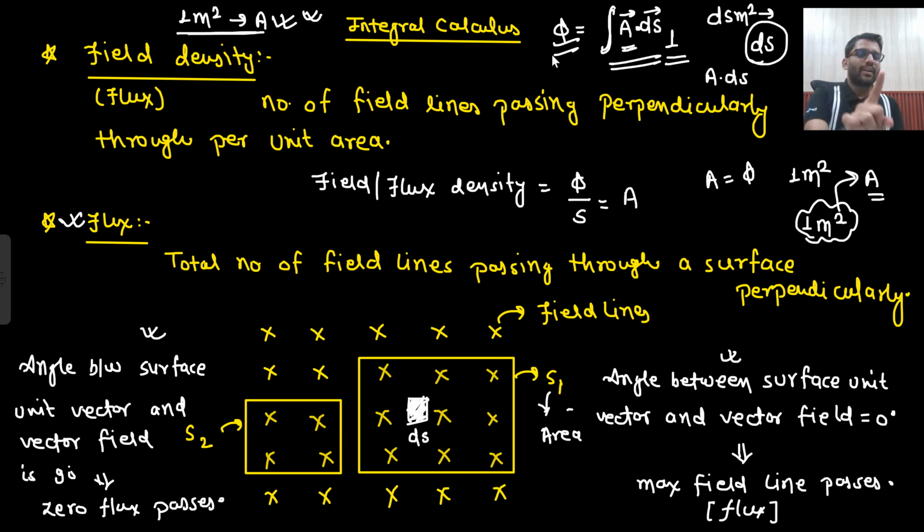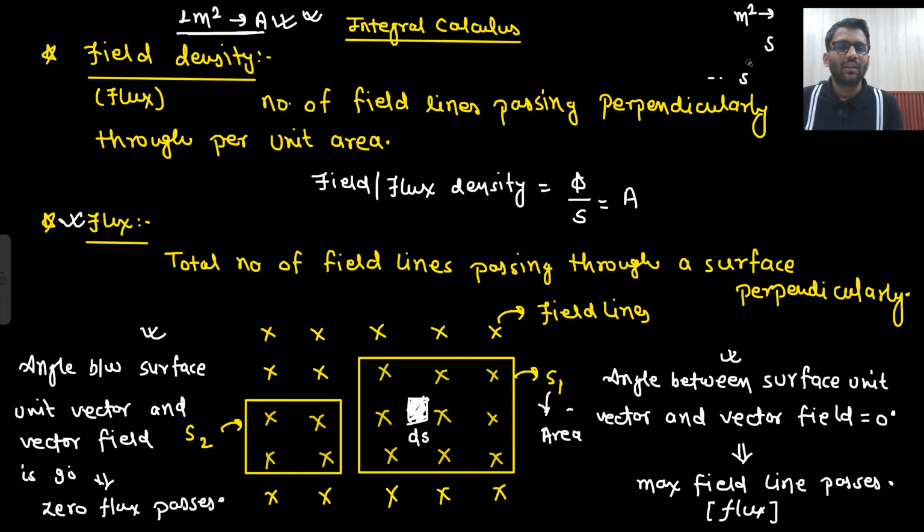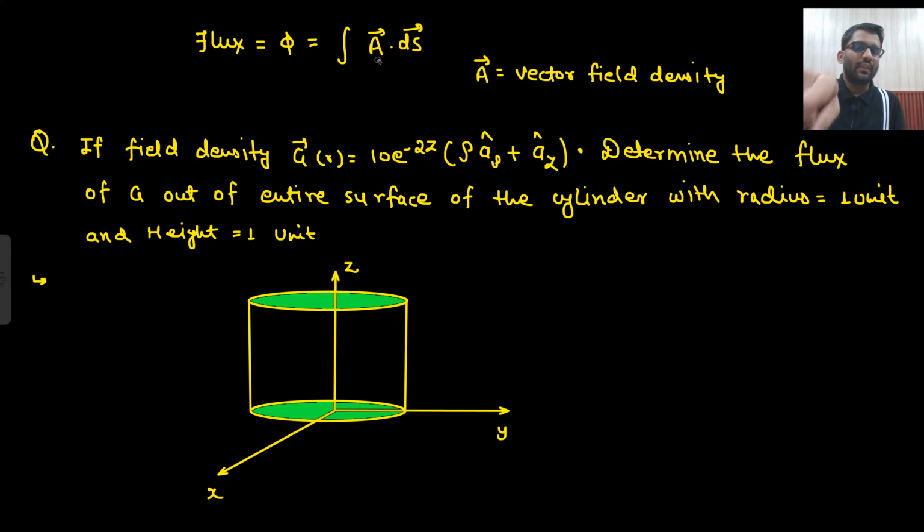And I will use the dot product here. Why am I using the dot product? Because if the angle is 0 degrees, then maximum flux is passing. If the angle is 90 degrees, then 0 flux is passing. So what formula did you get? The formula of flux is the dot product between the flux density vector and ds, the vector field density or vector flux density, dot ds, and then you do the integration. The limits you will put as per this ds.